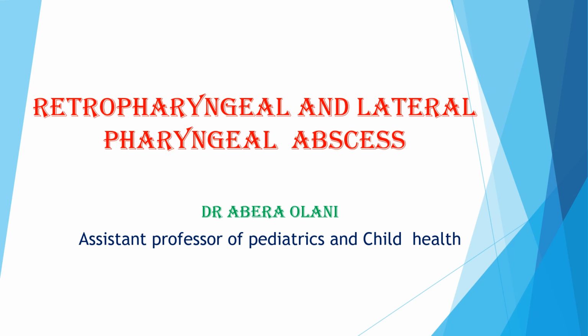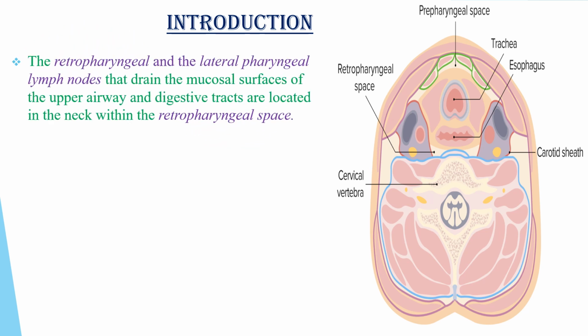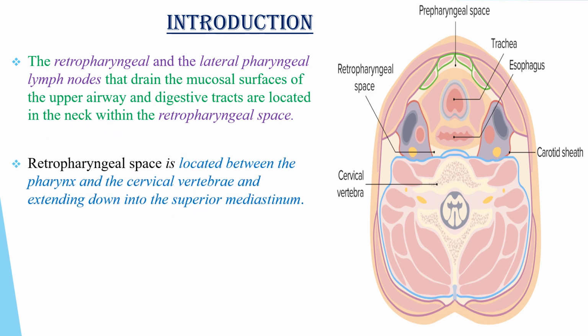This is about retropharyngeal and the lateral pharyngeal abscess. The retropharyngeal and the lateral pharyngeal lymph nodes that drain the mucosal surface of the upper airway and the digestive tracts are located in the neck within the retropharyngeal space. As you see on the image, retropharyngeal space is located between the pharynx and the cervical vertebrae and extending down into the superior mediastinum. So, retropharyngeal space infections are at risk of progressing to dissemination to the mediastinum.